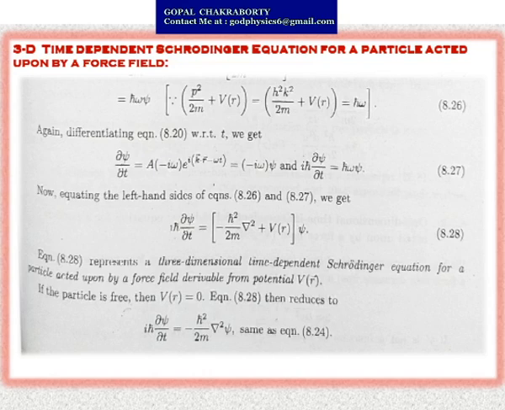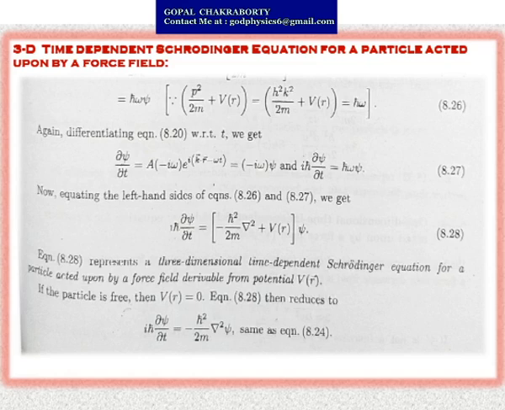Now again, equating the left hand side of equations 8.26 and 8.27, you get i h cut del psi del t equals minus h cut square by 2m grad square plus V, the whole into psi. So this equation represents the three-dimensional time-dependent Schrodinger equation for a particle acted upon by a force field derivable from the potential V.